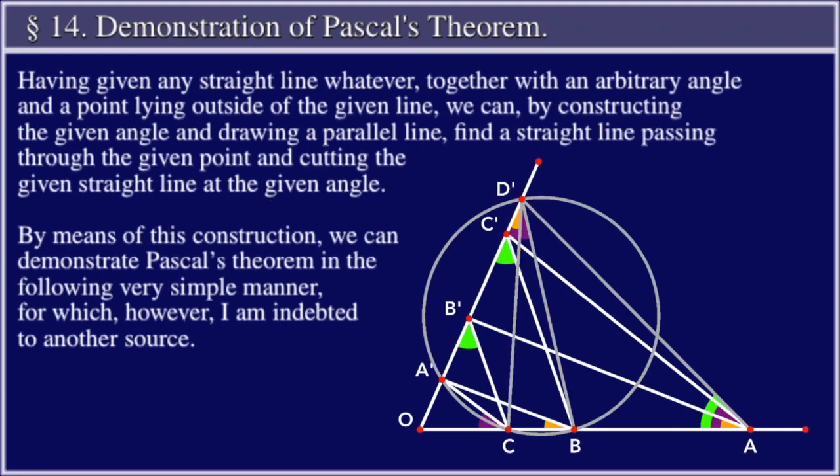Having given any straight line whatever, together with an arbitrary angle and a point lying outside of the given line, we can, by constructing the given angle and drawing a parallel line, find a straight line passing through the given point and cutting the given straight line at the given angle. By means of this construction, we can demonstrate Pascal's theorem in the following very simple manner, for which I am indebted to another source.